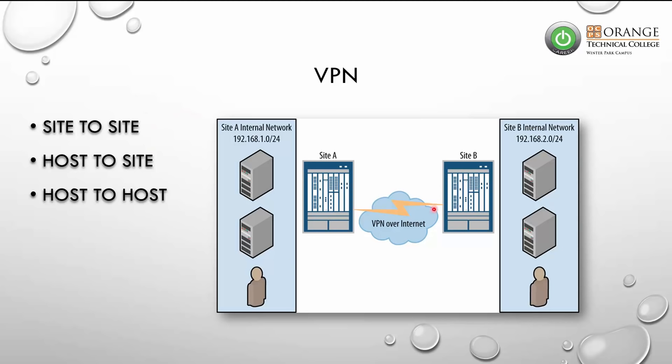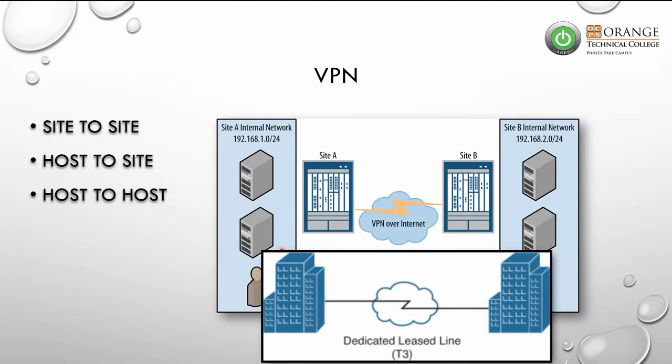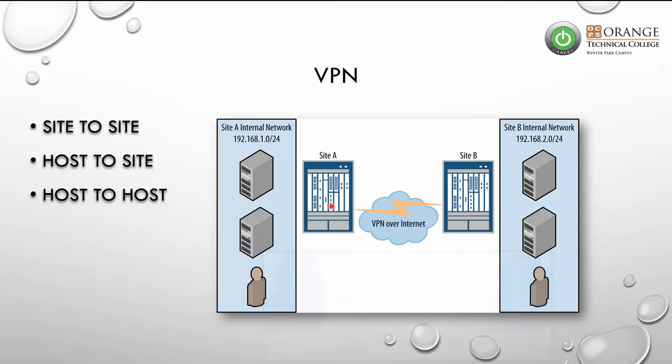It used to be we had dedicated lines between, let's say this was a local area network, this was an office in Orlando, and over in another area of Orlando, we had another office. Normally, we would have a dedicated leased line. Those environments have really gone away for the most part because the use of the internet is so much cheaper. But because it is the internet, they want a secure tunnel, an encrypted connection between one site and the other.